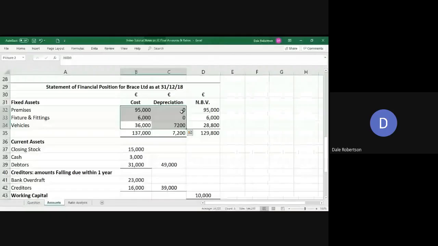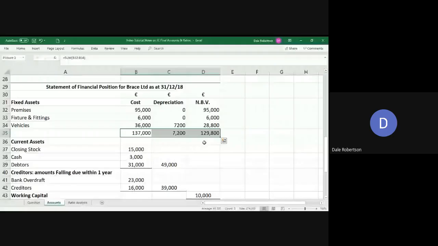Depreciation on the vehicles. The other 2 didn't have it. But if they did, we would have had to calculate it at 10% or 15% or 20% or whatever it might be. And then you subtract the depreciation. So 95 minus 0 gives you 95. 6 minus 0 gives you 6. 36 minus 7,200 gives you 28,800. And then you total up your fixed assets thus. Now, current assets.